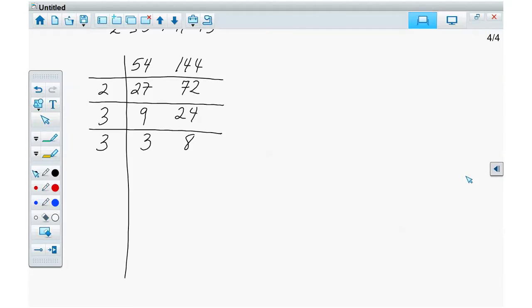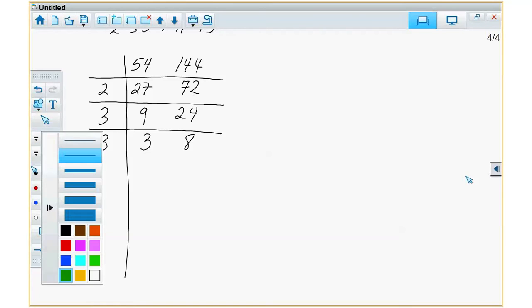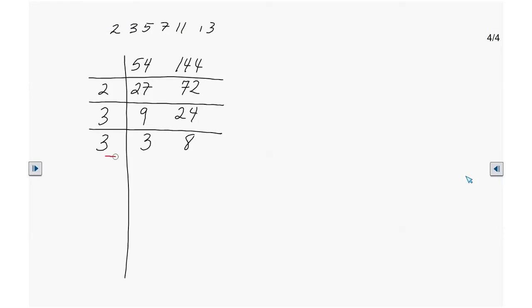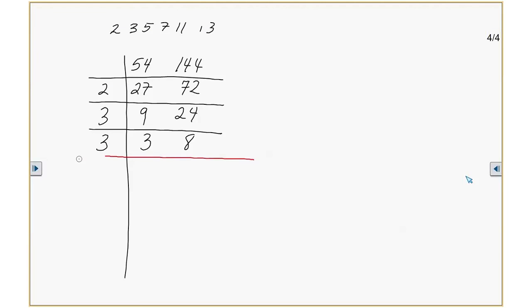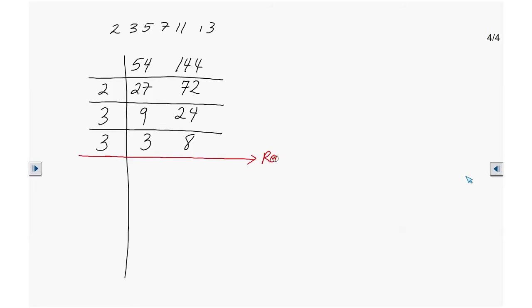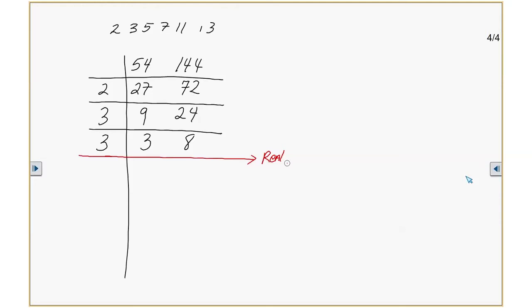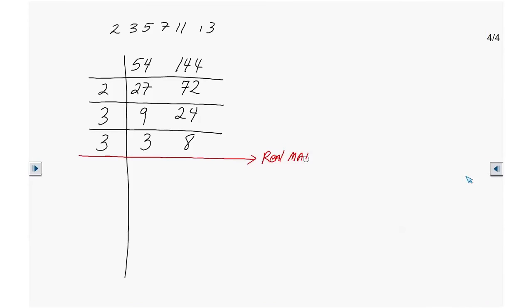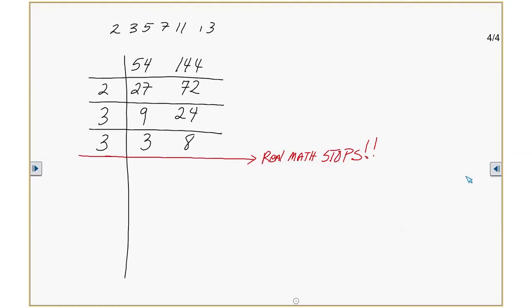Gotta take a red marker and put a red line under here because guess what? The real math stops. Why? Why can't we go on further? And 2 will go into 8, but it won't go into what? 3. So you're at an impasse. What's an impasse?